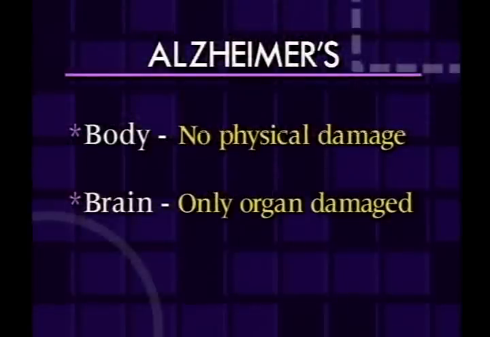It's important to remember that Alzheimer's disease only afflicts the brain and not the body. There is no other organ system that is damaged by this disease. That's why these patients, quote, look so healthy and live so long, because all of their other organ systems are unafflicted by the disease. However, these patients do die from the complications of Alzheimer's disease, usually pneumonia or urosepsis.